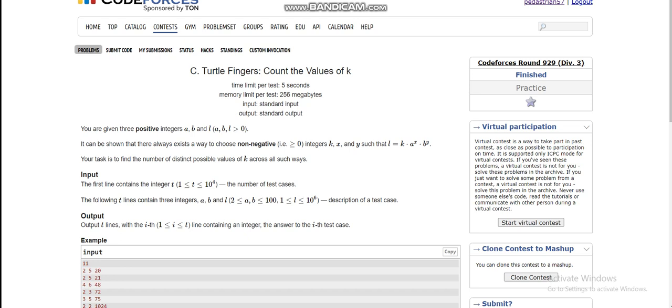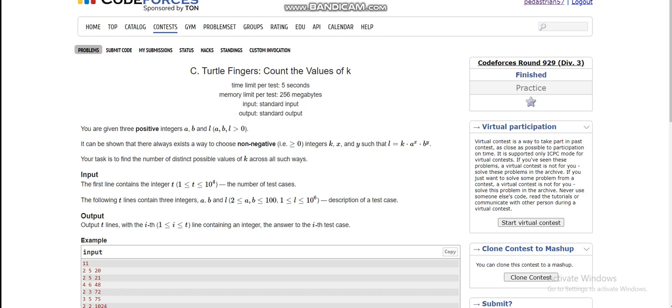You are given three positive integers a, b and l, and the expression is given that l equals k times a to the power x times b to the power y, and our task is to find the number of distinct possible values of k across all such ways.